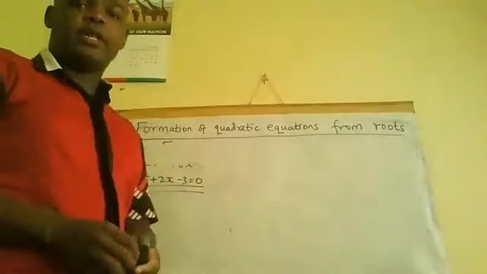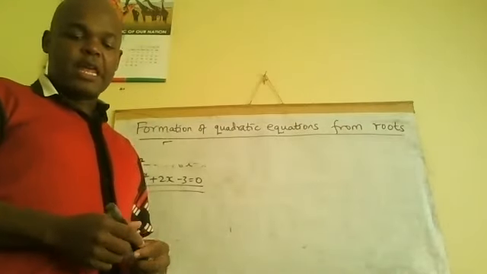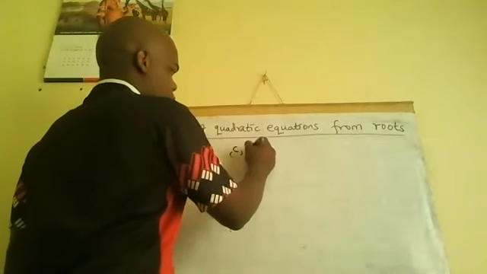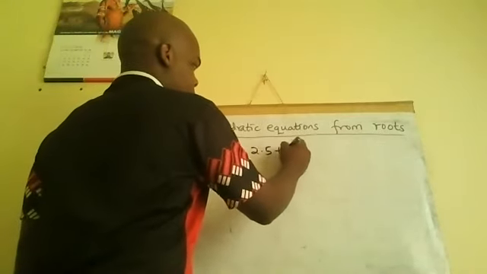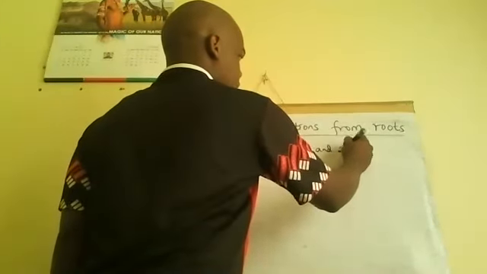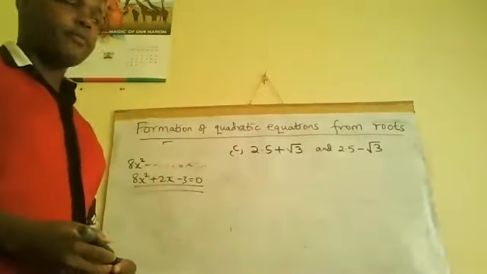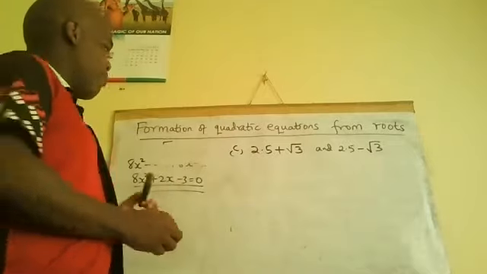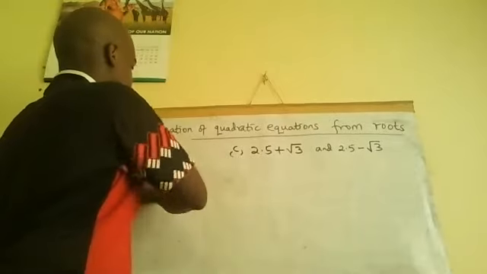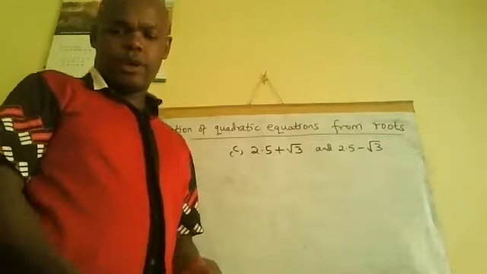So I hope you are writing that very fast. Then there is another one here that you may have met somewhere: 2.5 plus square root of 3 and 2.5 minus square root of 3.